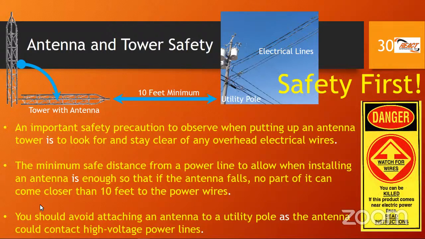Safety is important. And also, do not use a utility pole to put your antenna on. You should avoid attaching an antenna to a utility pole, as the antenna could contact high voltage power lines. It might be a nice pole nearby, it may be right outside yours. Please do not. Do not put your antenna on a utility pole.